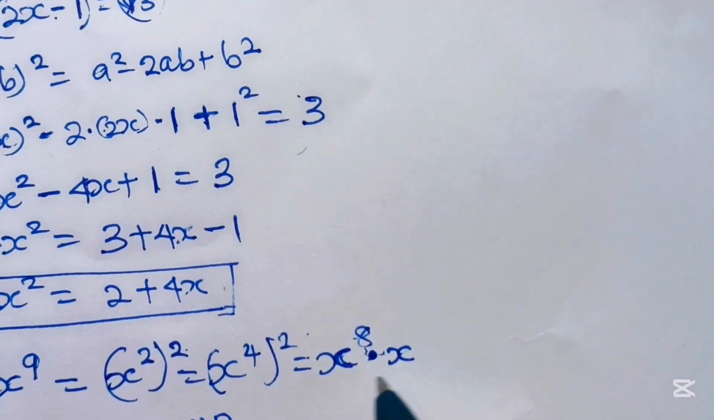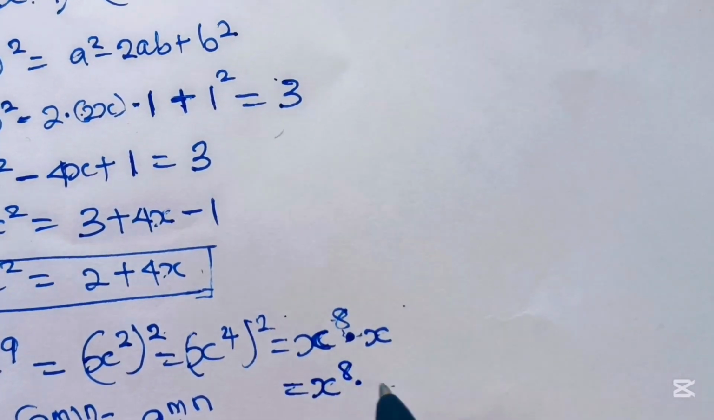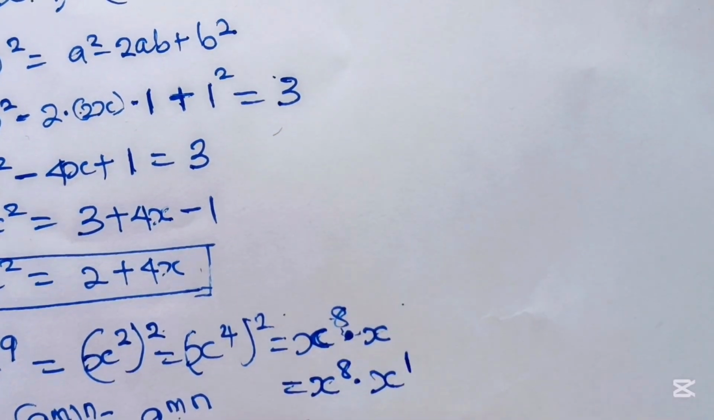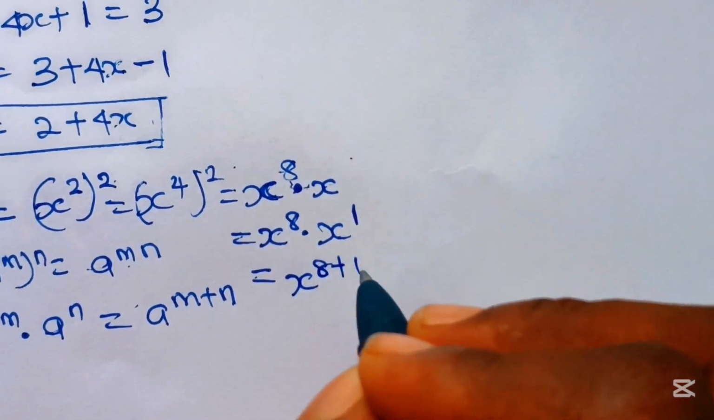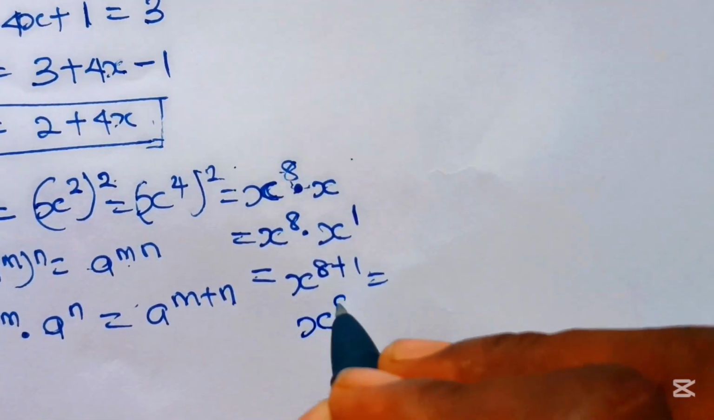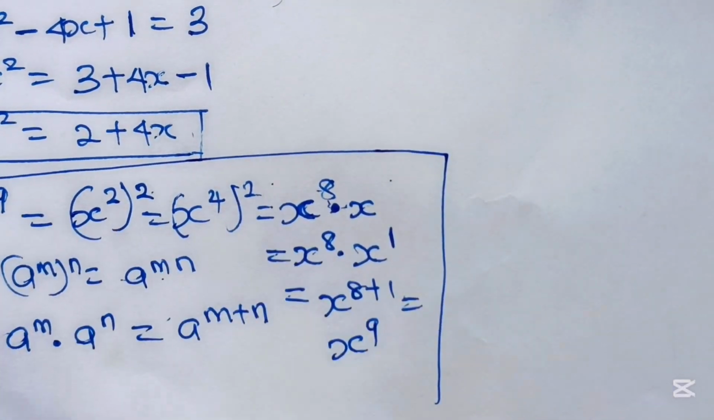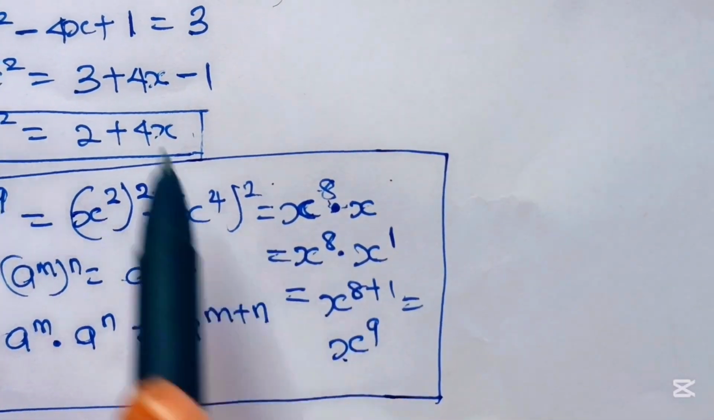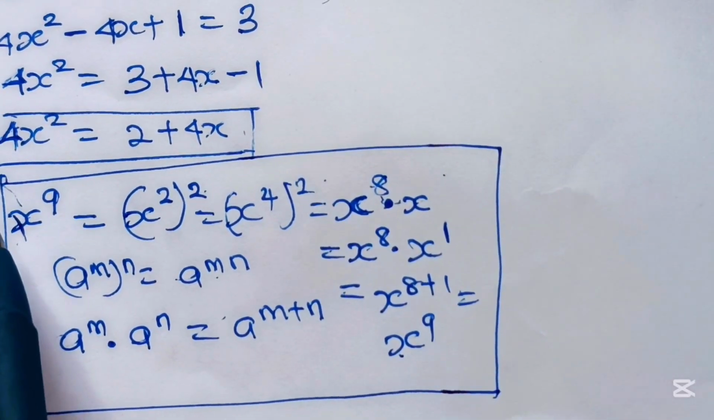So if I multiply this by x, this is equal to x to the power of 8 multiplied by x to the power of 1, which is equal to what? X to the power of 8 plus 1, which is equal to x to the power of 9. Now, this is what we are going to do to reach x to the power of 9, which is actually what we are simplifying. Do you now get it?